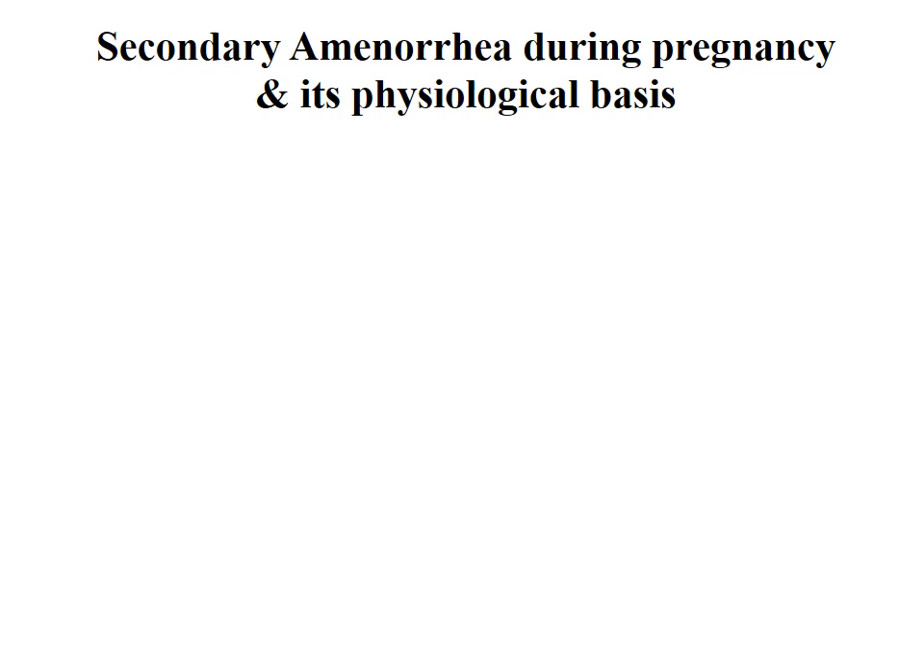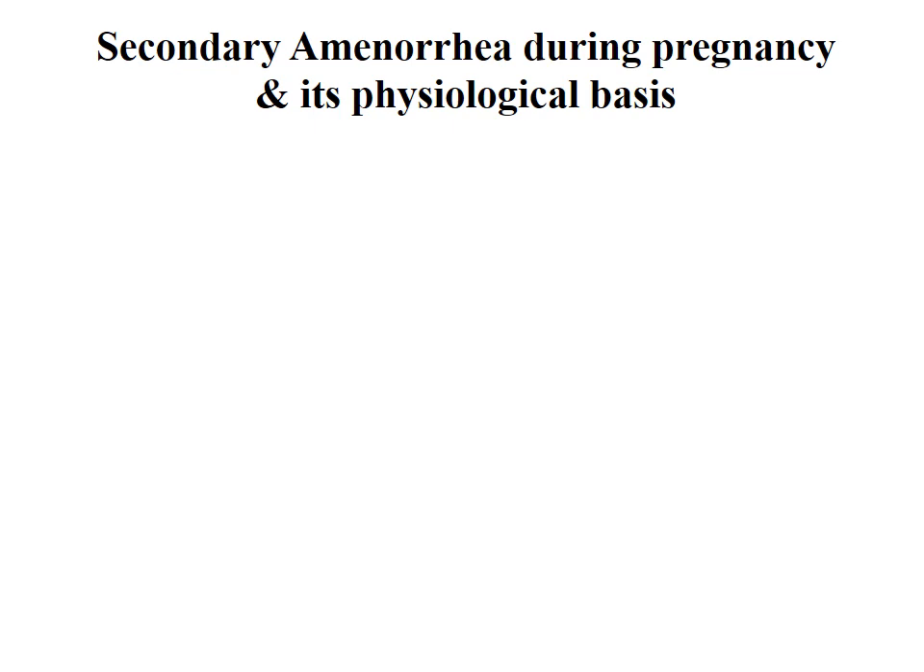Secondary amenorrhea during pregnancy and its physiological basis. What do you mean by amenorrhea? Amenorrhea is the term given for the stoppage of the menstrual cycle. Here it's secondary amenorrhea, which means it occurs after the menstrual cycle has begun in an individual. During pregnancy there is a stoppage of the menstrual cycle. That's an indication that the individual is pregnant.